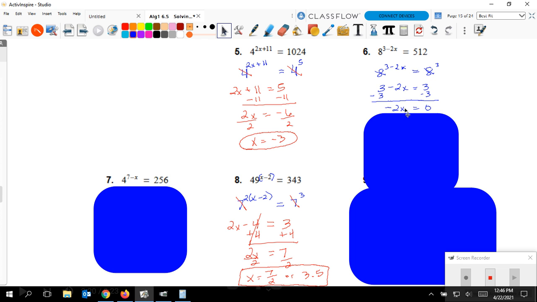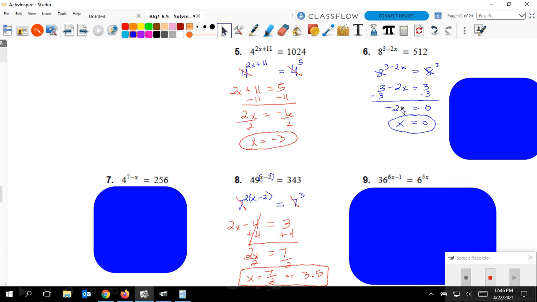So the same thing is true here. If this equals 0, then x has to equal 0. If you plug in 0 here for x, negative 2 times 0 would still be 0. So x is definitely 0 on number 6.